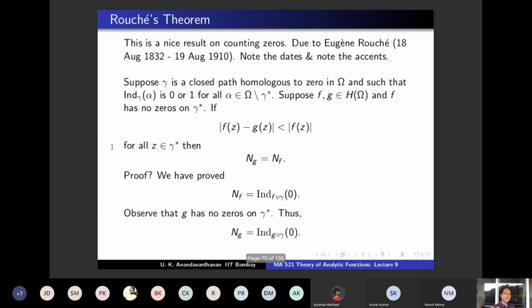So therefore you will get ng equal to the index of 0 with respect to g composed gamma, and I claim that this finishes the proof. You are done. nf equal to ng. Why? Can one of you tell me? Proof is done. Why? You want to show nf equal to ng, so you want to show this index equal to this index. Now that is true.